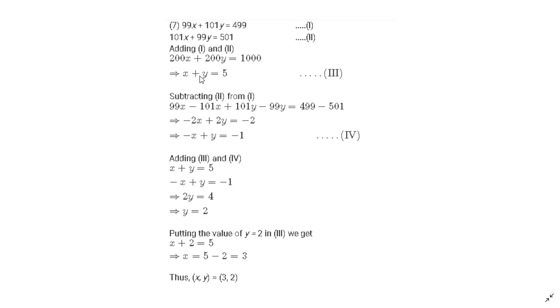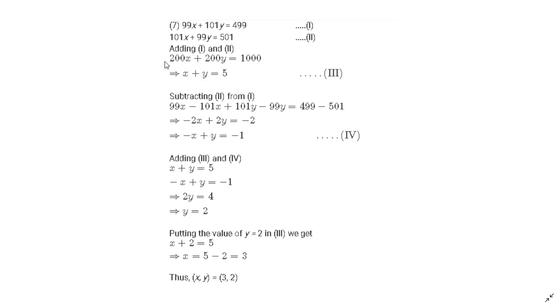So, look here, if we add them, 99x plus 101x is 200x, right? Then 101y plus 99y is also 200y. Then on the right, 499 plus 501 is 1000. So what we got is 200x plus 200y is equal to 1000.